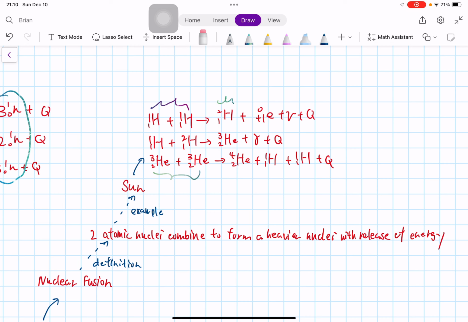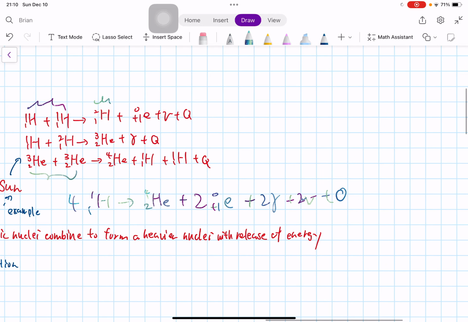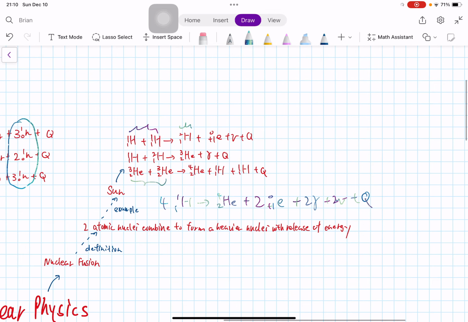And if we look at the sum of it, the 3 equations combine to give us this equation: 4 H-1-1 would form a helium atom plus 2 electrons plus some gamma radiation, and we're using this to balance off the equation, and some heat. And this is what's called nuclear fusion.